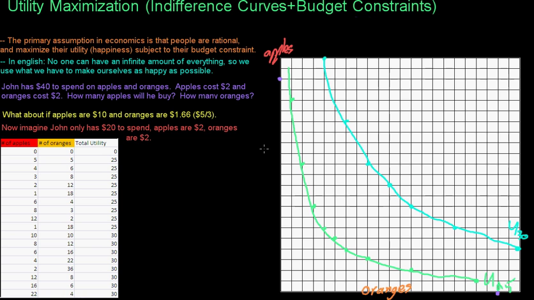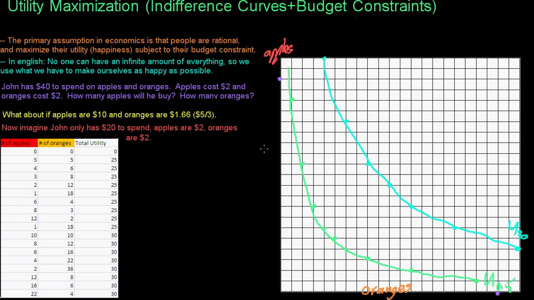In this video, we're going to cover utility maximization, which is what you get when you put indifference curves together with budget constraints. To me, this is the most central, the most important, the most primary topic or assumption in economics. It's really what everything else revolves around. This assumption is that people are rational, which in this context means that they maximize their utility or their happiness, subject to their budget constraint.